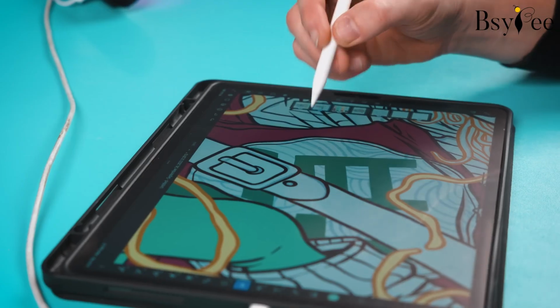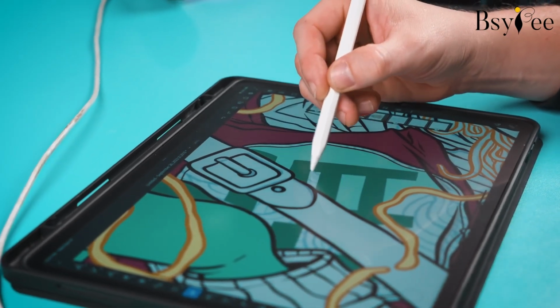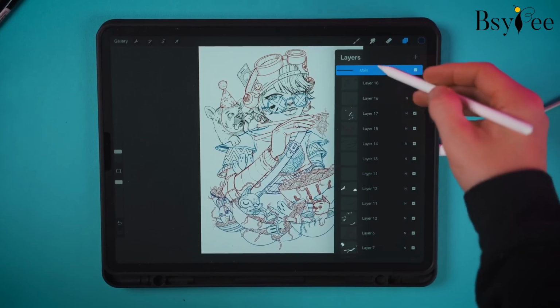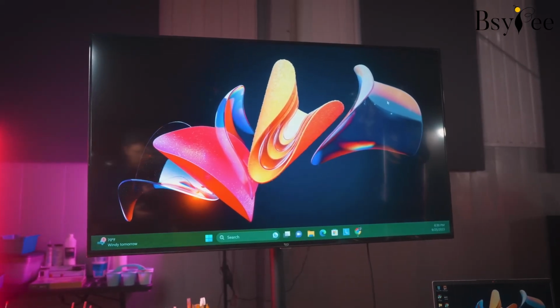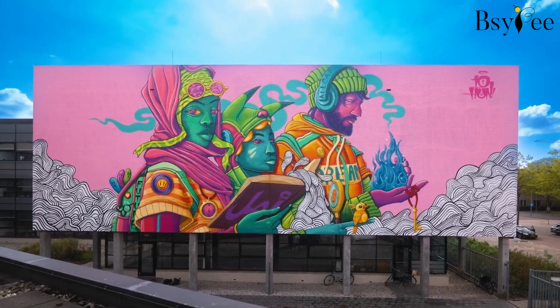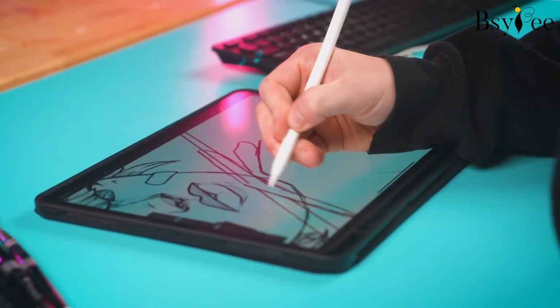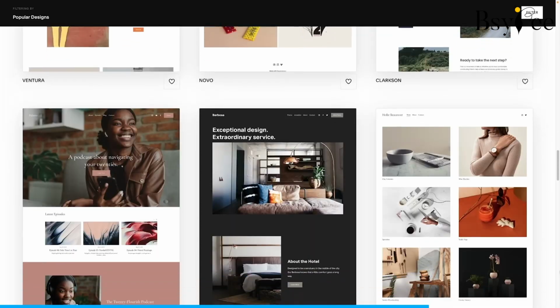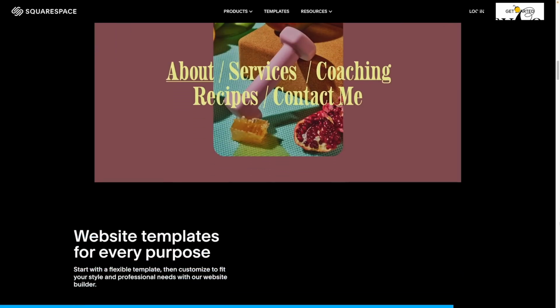Graphic design is ever evolving, blending creativity, technology and communication to create visually compelling content. It's not just about aesthetics. It's a powerful tool for conveying ideas, emotions and information.